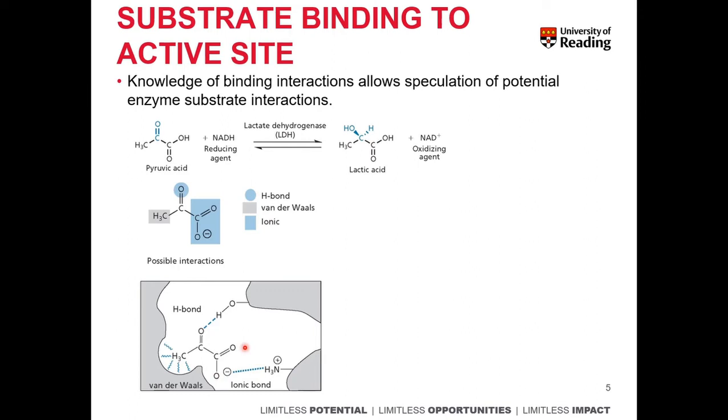And so simply by knowing the functional groups and what interactions they can have with other groups, we can have an educated guess as to the types of interactions that we could see within the active site. And we can extend this to much more complicated molecules as well.